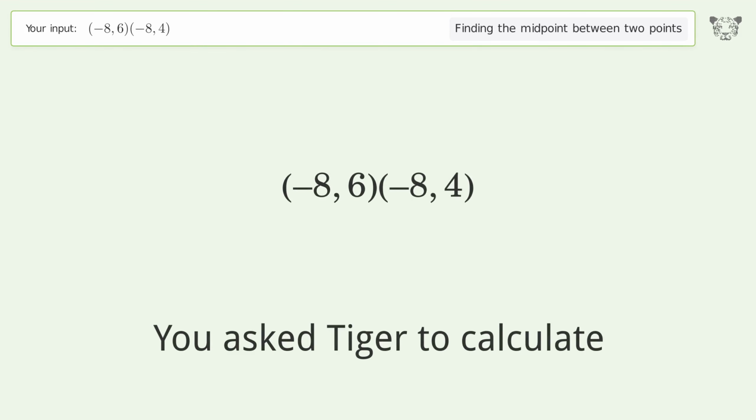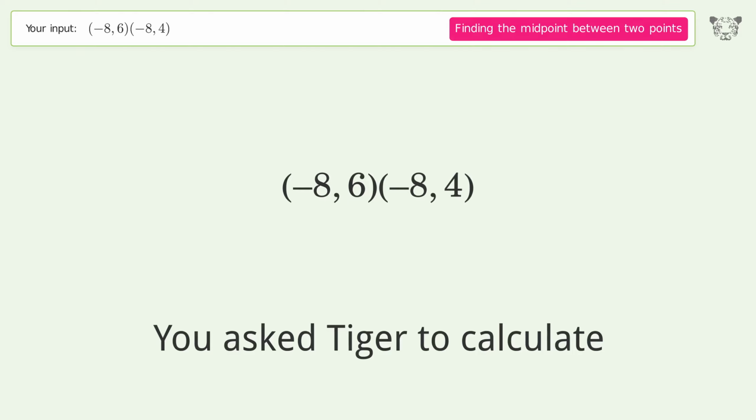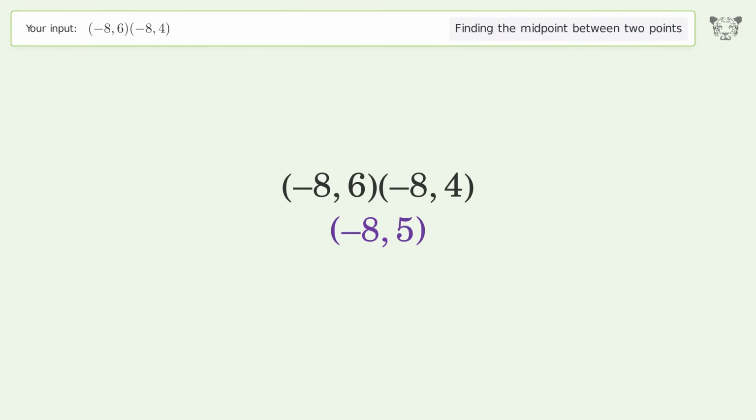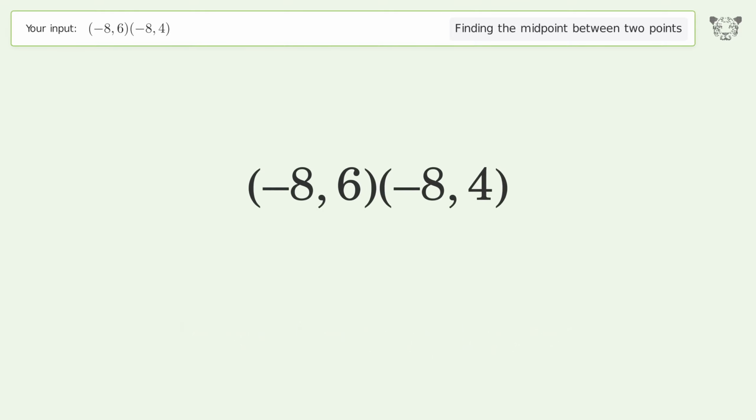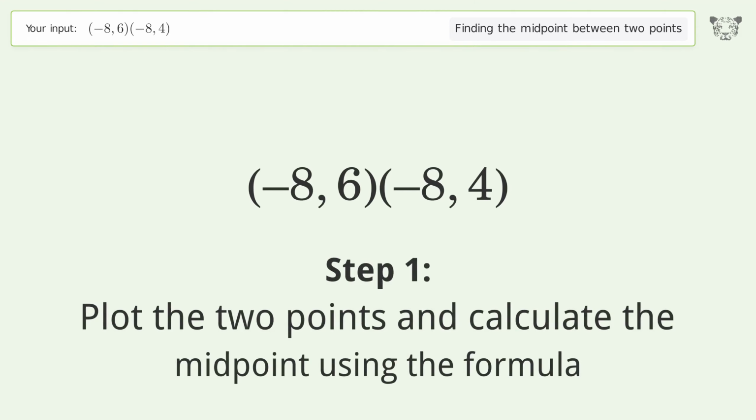You ask Tiger to calculate. This deals with finding the midpoint between 2 points. The midpoint between the 2 points is -8, 5. Let's solve it step by step. Plot the 2 points and calculate the midpoint using the formula.